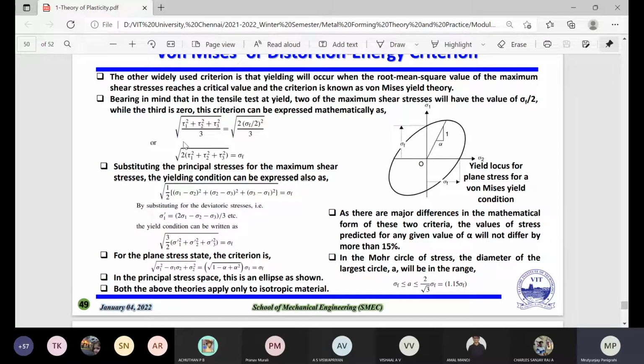I have already done this one, so maybe you can try it. If not, then I will share whatever I put in my rough paper. Substituting the principal stresses for the maximum shear stresses, the yielding condition can be expressed from here. If you remember the tau 1 equation, tau 2 equation and tau 3 equation, with respect to the stress, if you put them in, then you will find root over half into sigma 1 minus sigma 2 whole square plus sigma 2 minus sigma 3 whole square plus sigma 3 minus sigma 1 whole square equal to sigma f.